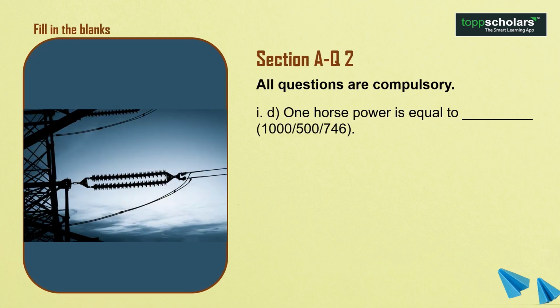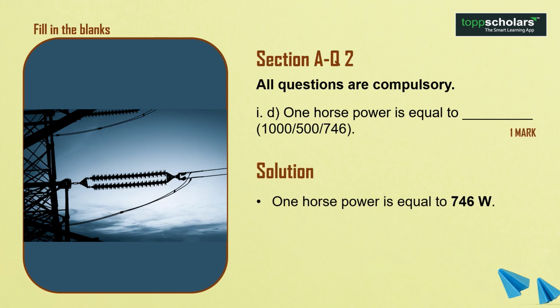So here we have the next question. 1 horsepower is equal to 1000, 500 or 746. So we know that 1 horsepower is equal to 746 watts. That is the relation between 1 horsepower and watt.